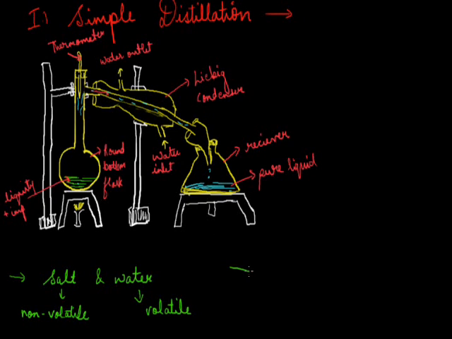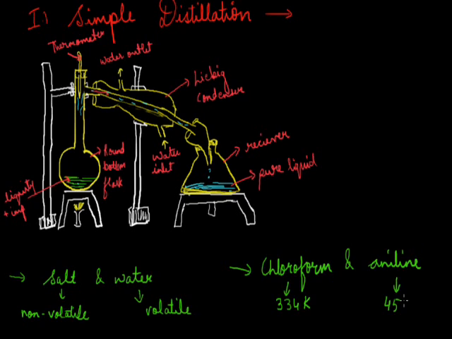In the second example, we can separate chloroform and aniline. Chloroform has a boiling point of 334 Kelvin and aniline has a boiling point of 457 Kelvin. So we can say chloroform is more volatile, so it will vaporize first and be collected first in the receiver, whereas the other, less volatile component will remain behind. Here we have to see that the temperature is maintained.